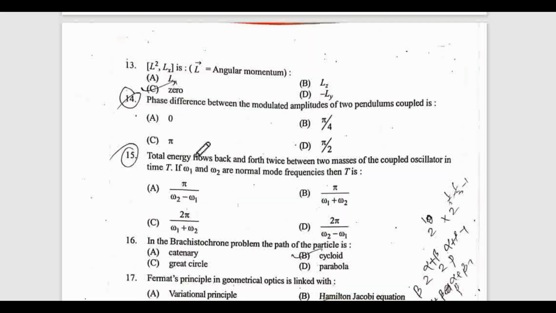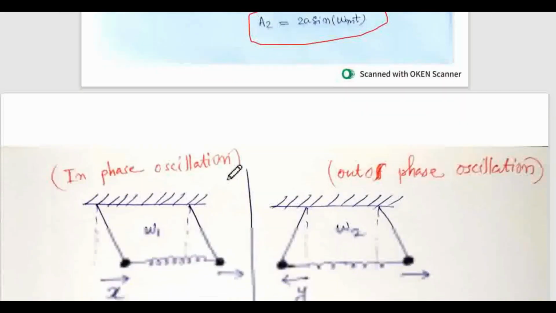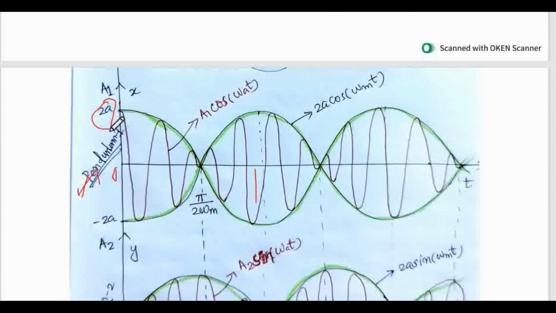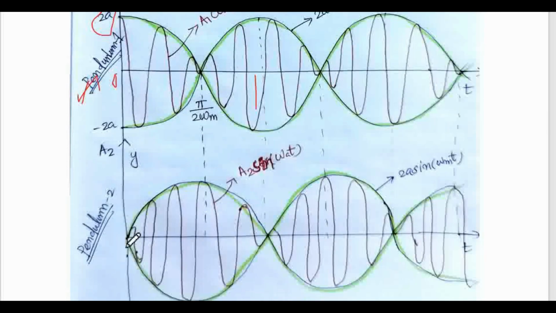Okay, so now coming to question number 15. It asks to find the time period between the twice flow of energy. That was what I was talking about a little before. If you see the graphs, energy is amplitude square in a classical system. At t equal to 0, the full energy is stored in pendulum 1, whereas there is no energy in pendulum 2.